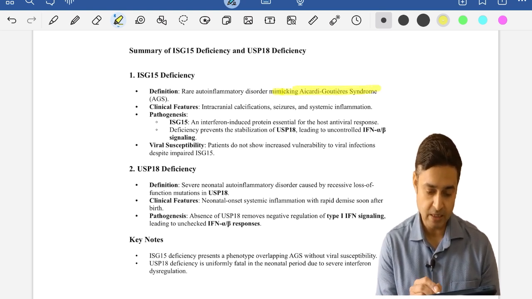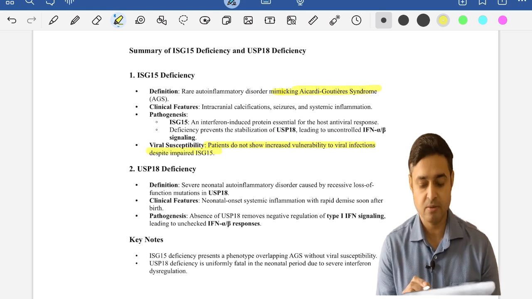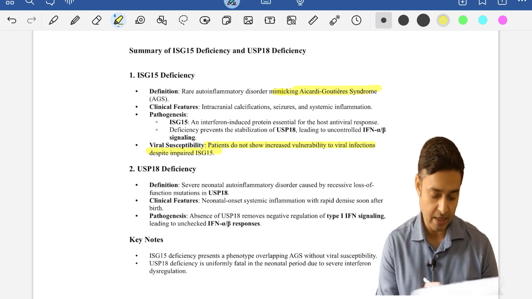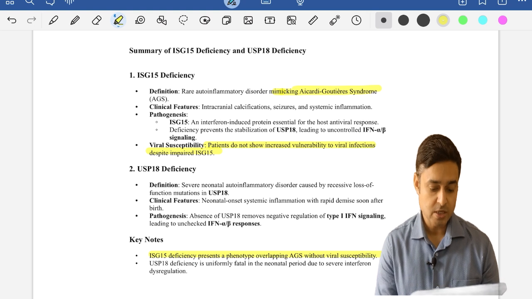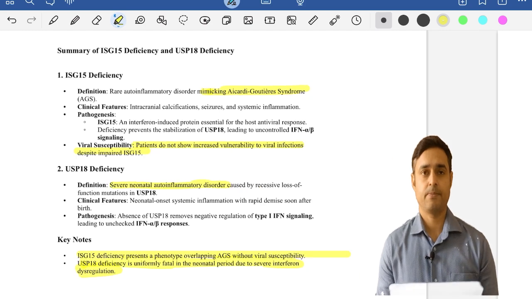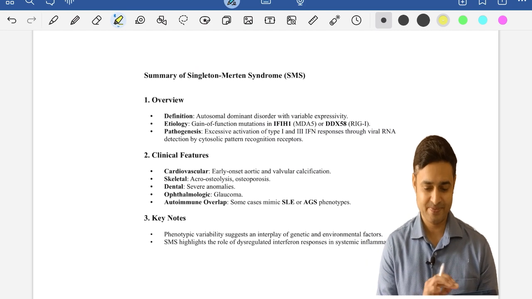So ISG15 mimics AGS, and these patients don't show increased vulnerability to viral infection despite impaired ISG15. Again, this is highlighted here. Okay, USP18 deficiency is actually a severe neonatal disease which is uniformly fatal in the neonatal period due to severe interferon dysregulation. So just remember these highlighted points.